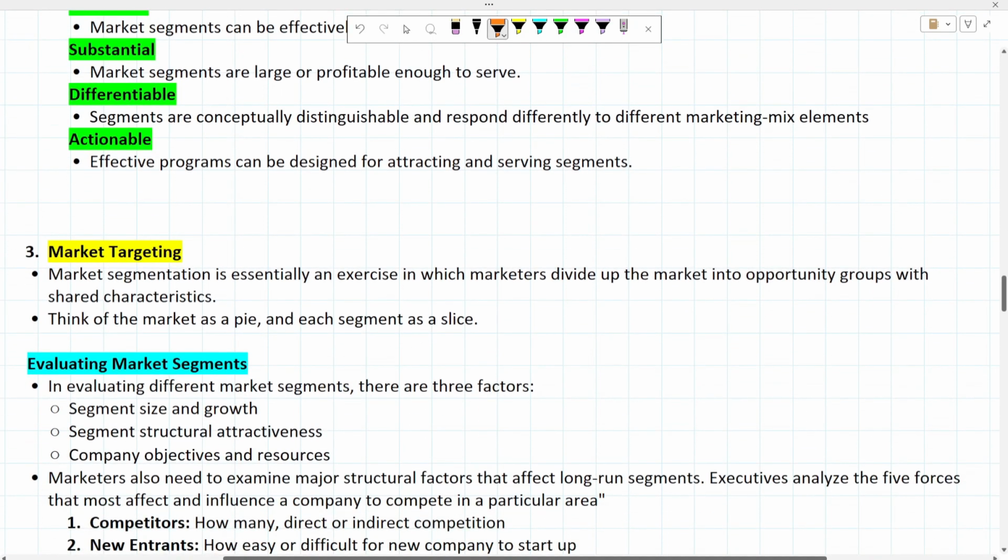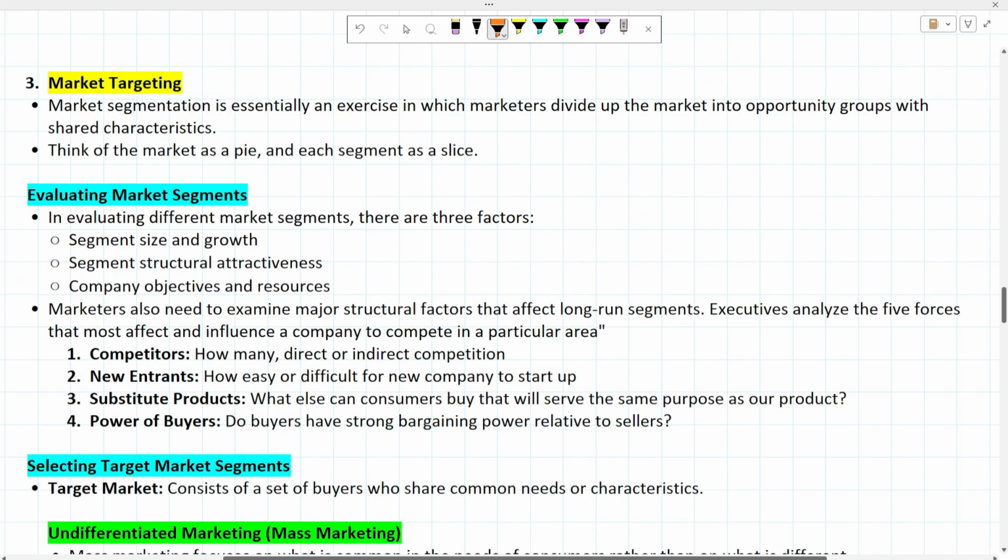So let's go to 3, market targeting. Market segmentation is essentially an exercise in which marketers divide up the market into opportunity groups with shared characteristics. Think of the market as a pie and each segment as a slice. So evaluating market segments, there are three factors: segment size and growth, segment structural attractiveness, and company objectives and resources. So let me highlight that. Structural attractiveness, company objectives, and resources.